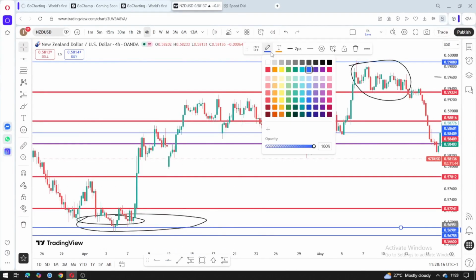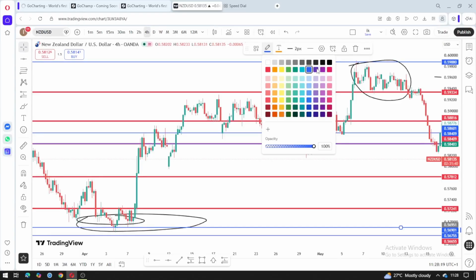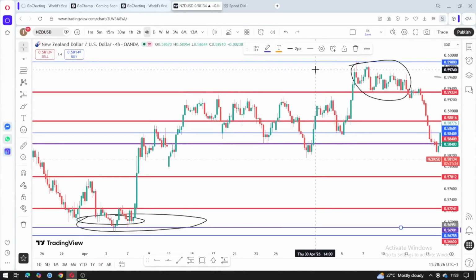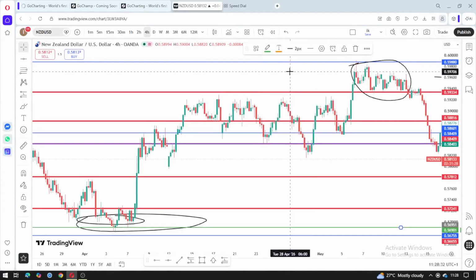I want to change it to another color, so that it will stand out. No, it doesn't stand out. Let me change it to, okay, I think I should change it to green. We have much green here. So that is the point of final TP. That should be your point of final TP.